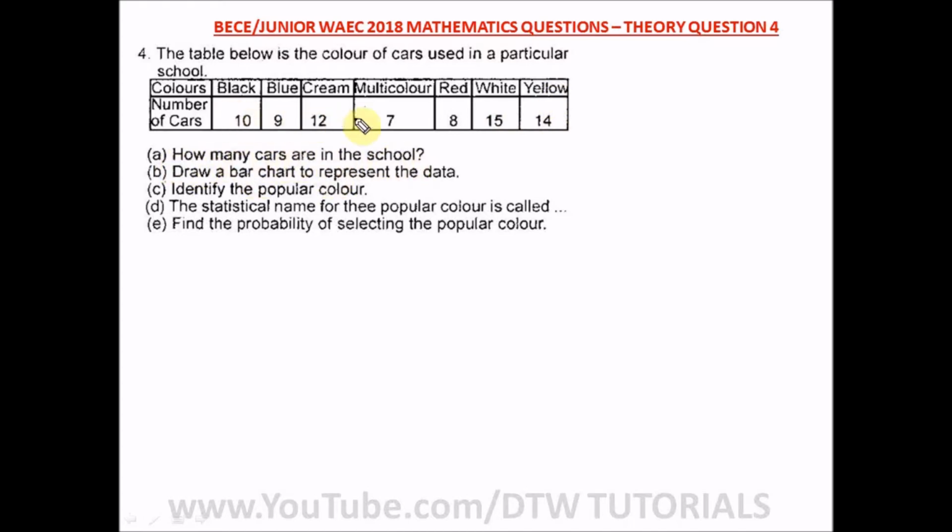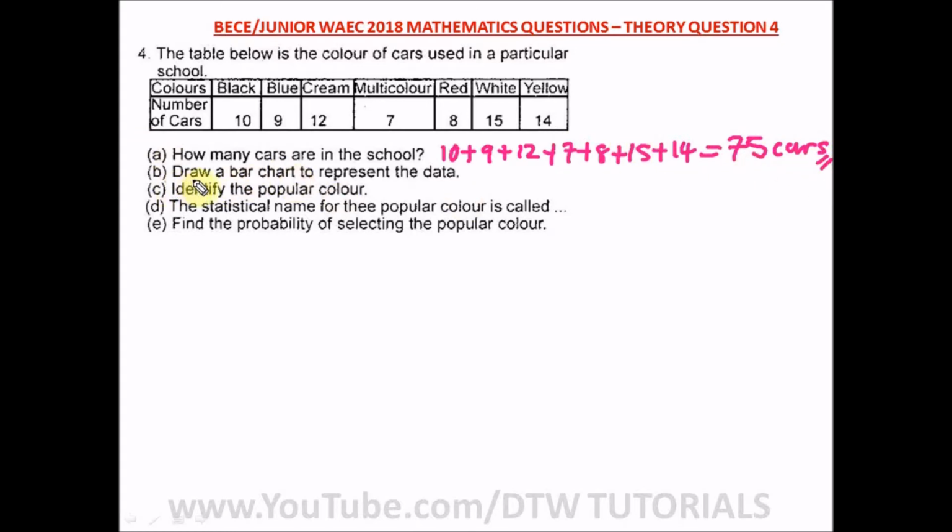So the question A, how many cars are in the school, is simply the addition of all this. You just write 10 plus 9 plus 12 plus 7 plus 8 plus 15 plus 14. This will give us 75. So we have 75 cars. You state this, and this is your answer for question A.